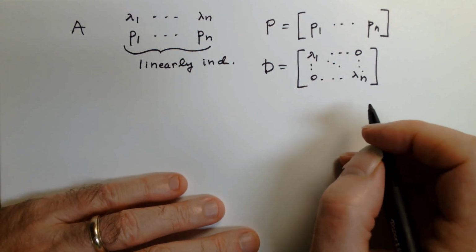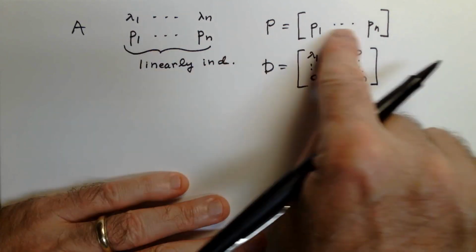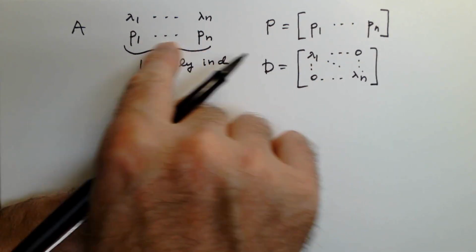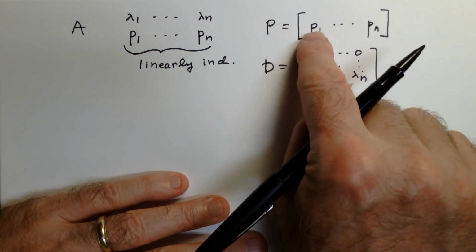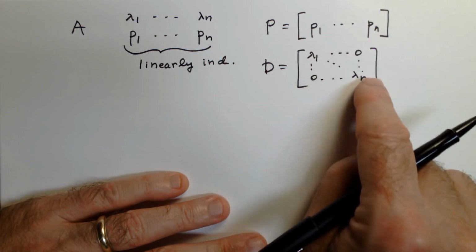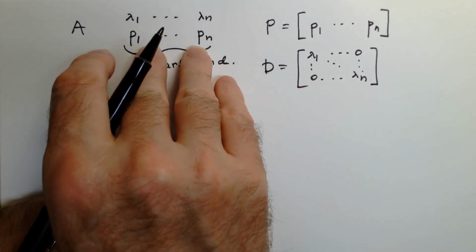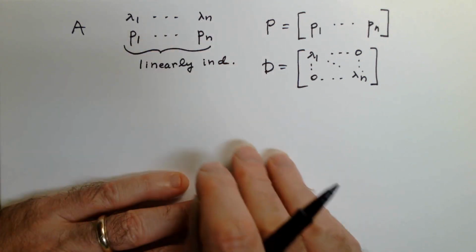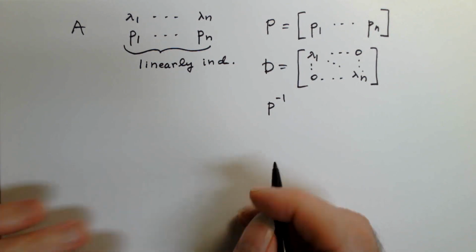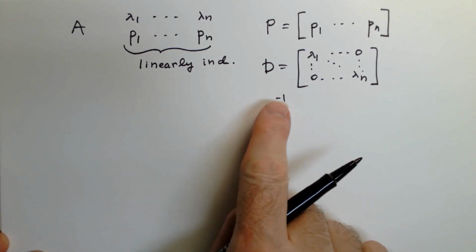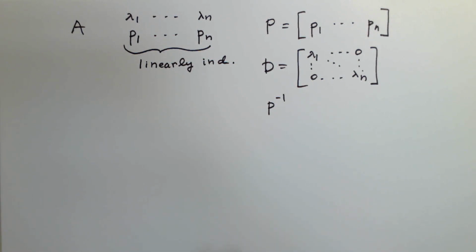Now here's a crucial part of the argument. We're going to make strong use of the fact that the columns of the matrix P, these vectors, are linearly independent. By our fundamental theorem on invertible matrices, if these columns are linearly independent, then this matrix is invertible. So we're going to leverage the fact that these eigenvectors are linearly independent to allow us to assert the existence of an inverse for that matrix P. So this inverse is guaranteed by the linear independence of this set of eigenvectors.